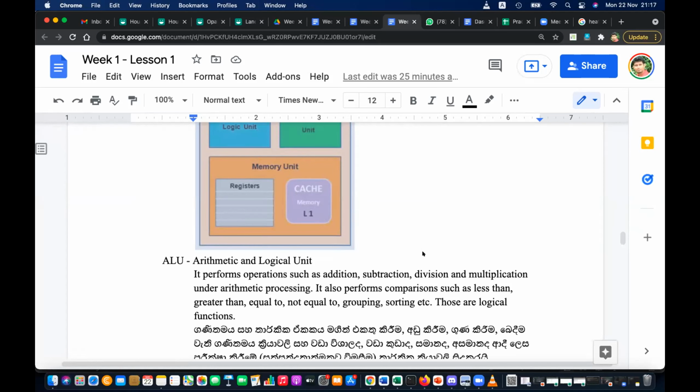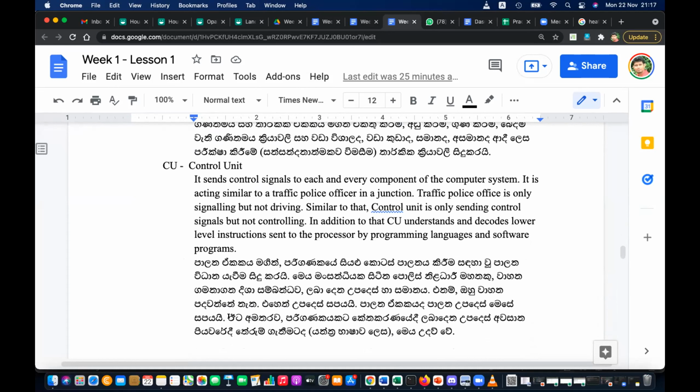Similar to that, the CU is actually like a police officer. A traffic policeman is not driving the vehicle, right? He's not driving the vehicle, but he's controlling the vehicle. How? By signaling. He can use hand signals to stop, to move, to cross, and control the drivers. Similar to that, the control unit can signal the other components, just sending control signals.